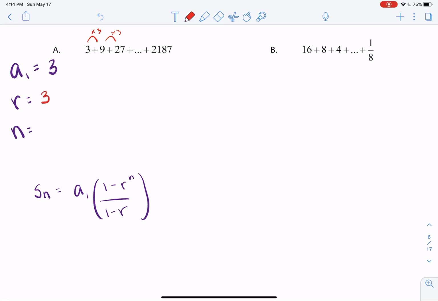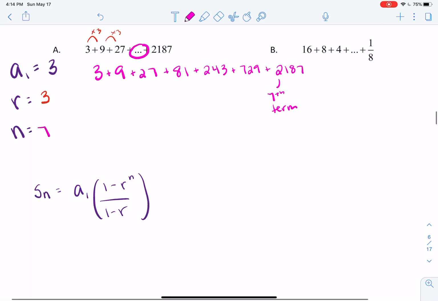So 3 is our first term, 9 is our second term, 27 is our third term, but what is 2,187? So what I like to do is fill in those dots, right? So 3 times 3 is 9, times 3 is 27, times 3 is 81, times 3 is 243, times 3 is 729, times 3 is 2,187. So we've got 1, 2, 3, 4, 5, 6, 7 terms here. So that's our 7th term. So that means n is 7.